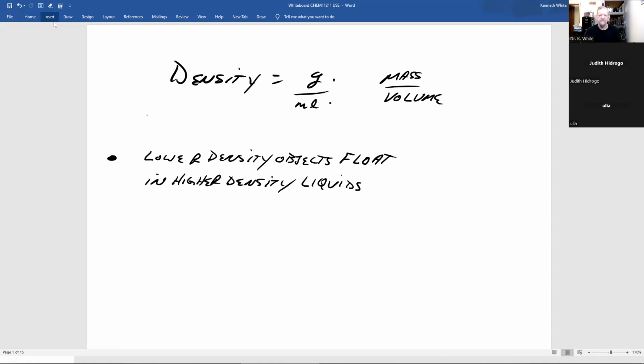If you take a feather, and a feather I think has a density of 0.01 or 0.001 grams per milliliter, and you put it in water, and water is 1.00 grams per milliliter, the feather will float. Now, if you had a piece of, say, iron, or lead that has a density of 15, and you put it in a bucket of water, it's going to sink.